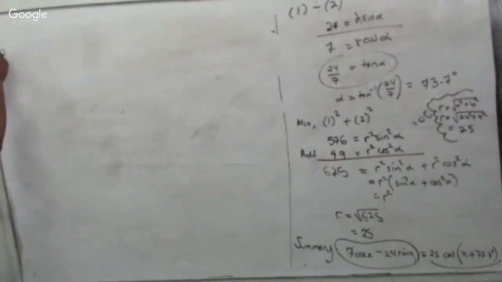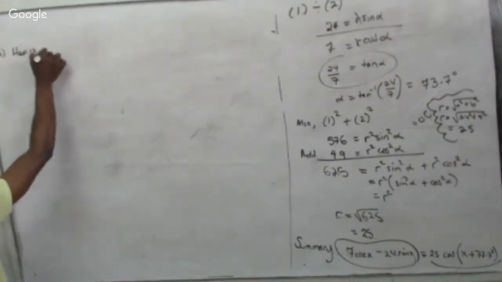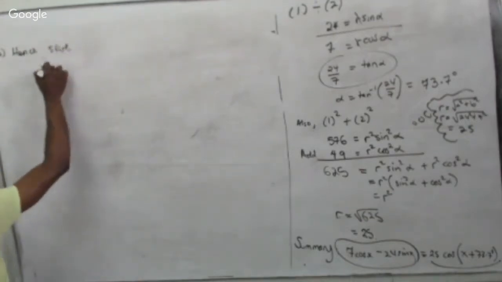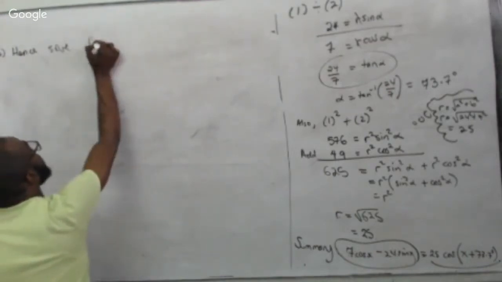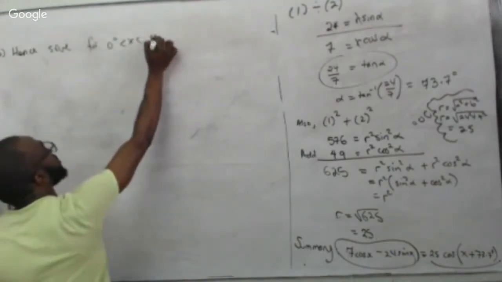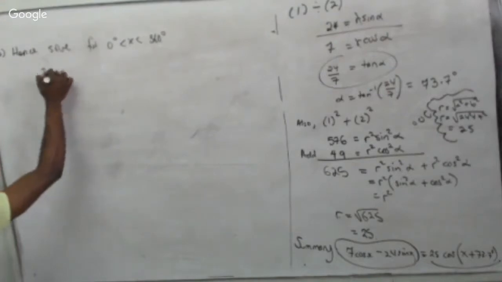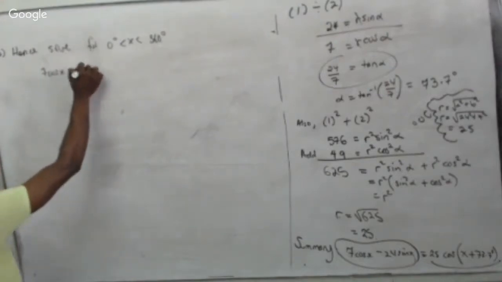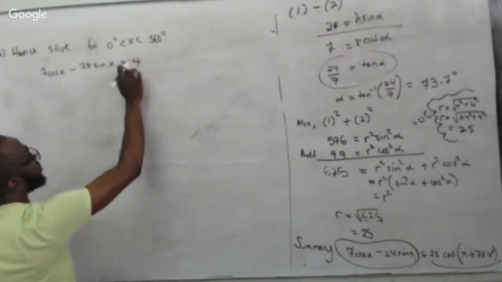Part 2. Oh, that was part B. I don't remember what that is. B. They say hence. Solve for x within the interval 0 degrees and 360 degrees, the equation 7 cosine x minus 24 sine x equal to 4. That's all.